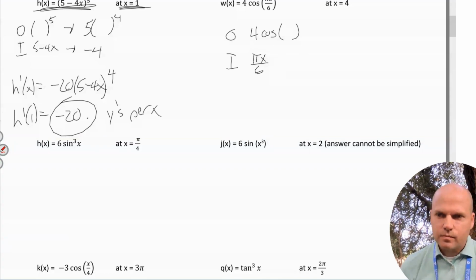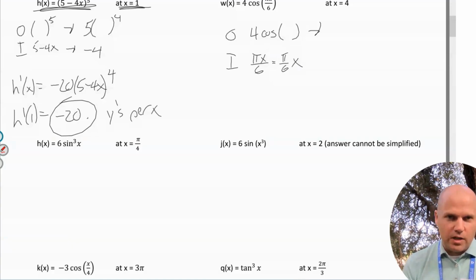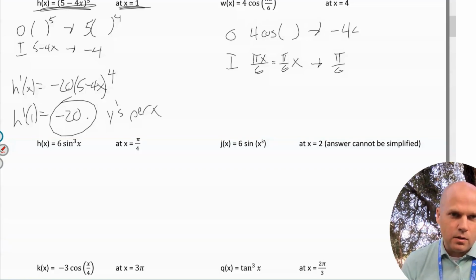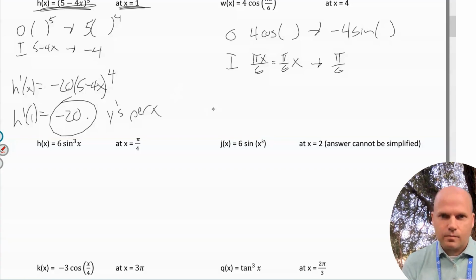A lot of people get all worried about seeing pi and they think the derivative is going to be all funky, but it's like the derivative of pi over 6x is just pi over 6. The derivative of 4 cos, the slopes of cosine are negative sine. You have a 4 in front. Don't stress. Get that.